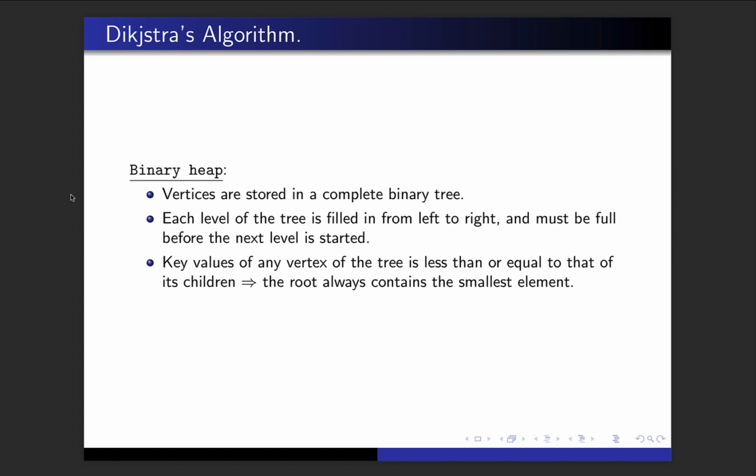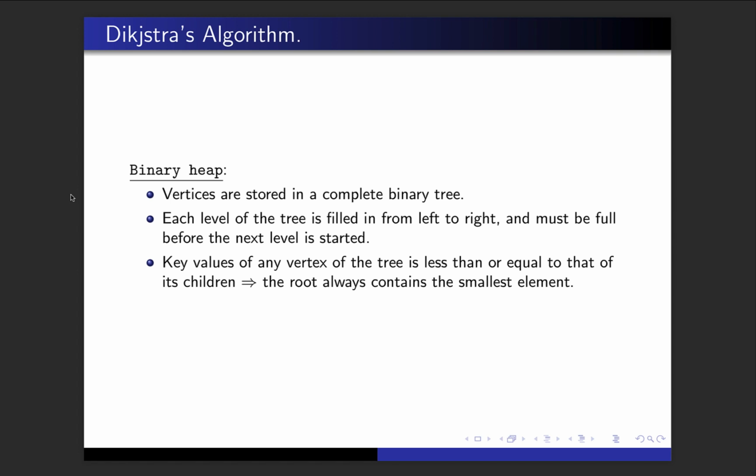Once we complete the level, we move to the next level and we insert the vertices in each position. Now, how do we do this? Well, we want to keep the key values in a certain order. The order is that the key value of the parent has to be less than or equal to the key values of both its children. In that way, the root always has the smallest key value. At this point, it may be useful to identify each of the vertices with the key value associated to it.